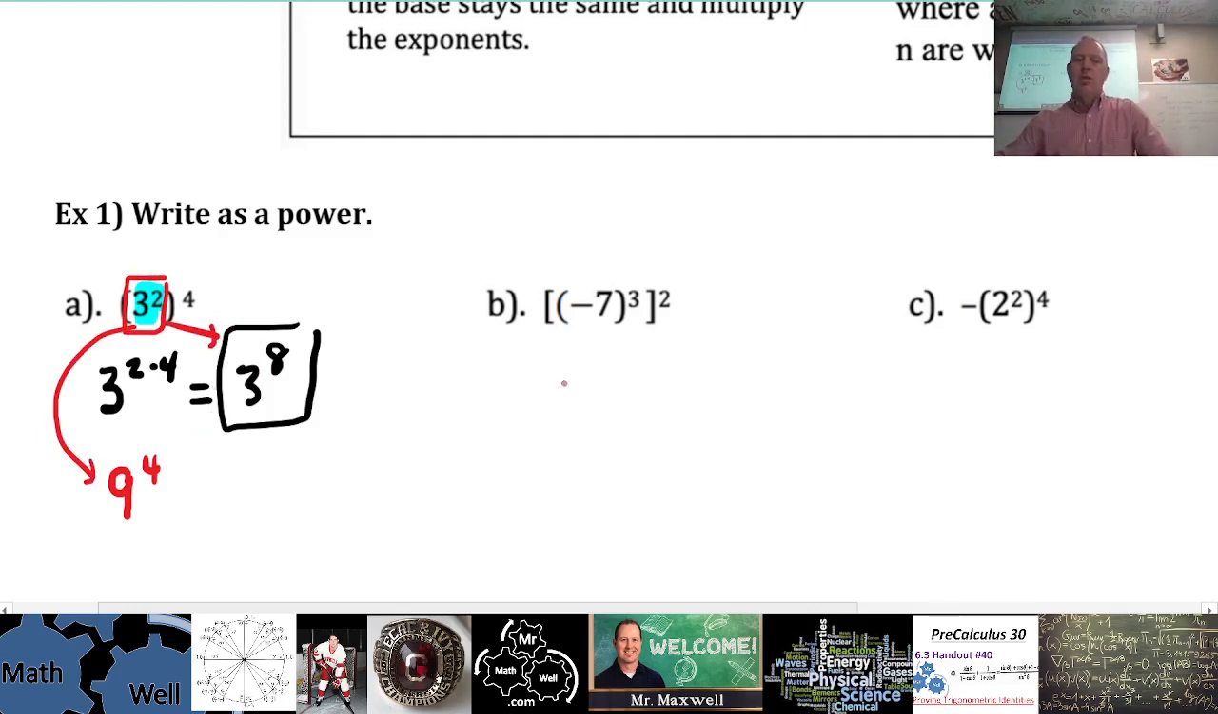All right, so what's my base here? Well, this is tricky. I've got 3 numbers. It's -7. Very good. You guys are awesome. What's the exponent on the final result here? 6. Now, do I add 3 plus 2? Is that what I do? Oh, no. It's a power raised to a power. I have to multiply. So what's 3 times 2? 6. Very good.